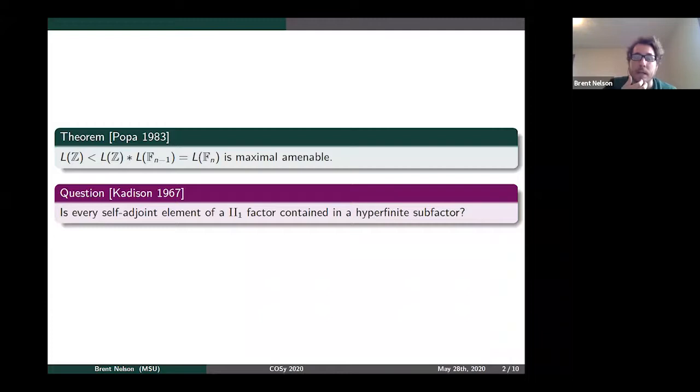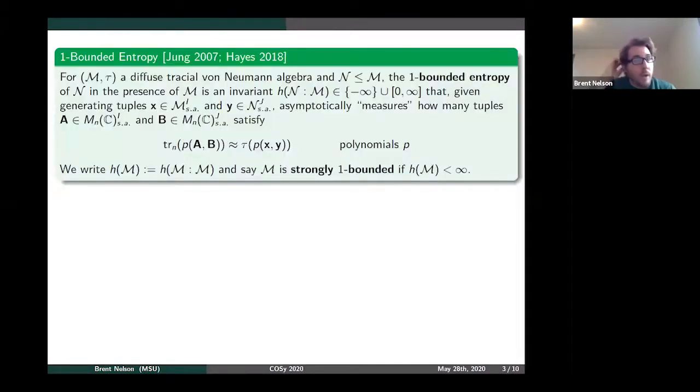So the main technical idea that you need to understand in order to see our theorem is this notion of one-bounded entropy. This was first defined implicitly by Kenley Jung in 2007, but then much more explicitly worked with and expanded on by Ben Hayes in 2018. And it's an invariant for an inclusion of von Neumann algebras.